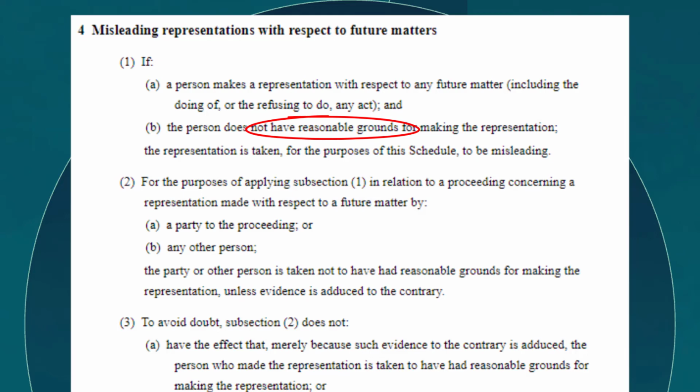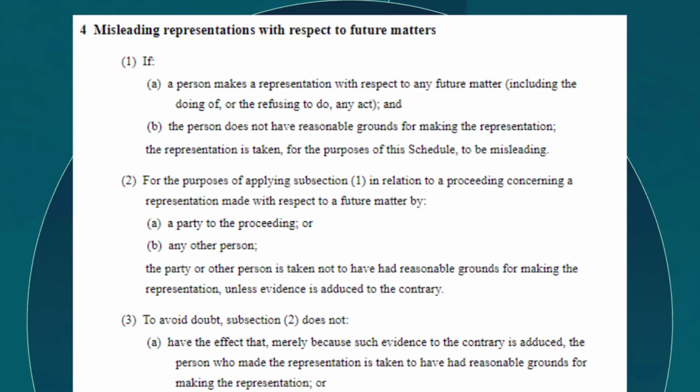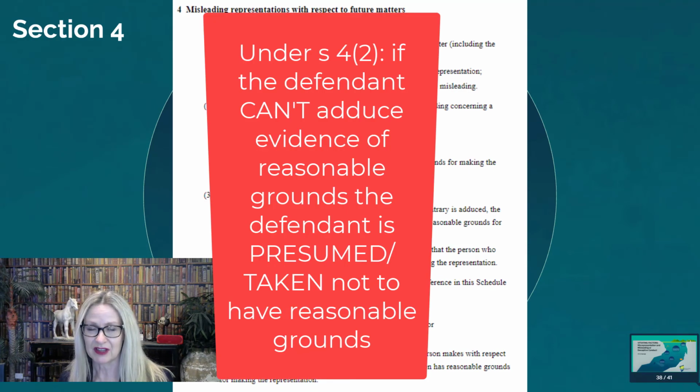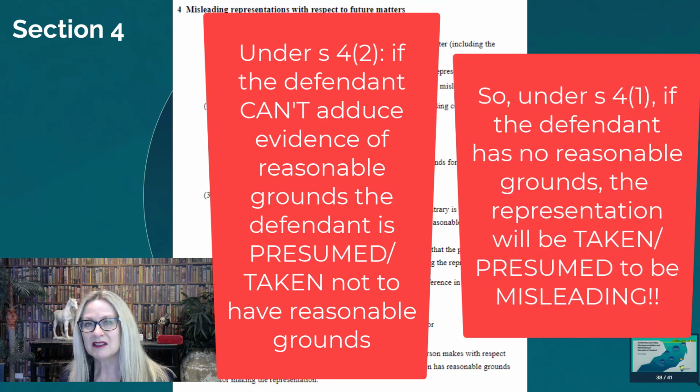Now look at this further, sub 2. For the purposes of sub 1, regarding a proceeding concerning a representation made on a future matter by a party or any other person, that person is taken not to have had reasonable grounds for making the representation unless evidence is adduced to the contrary. Wow, what a leg up, what an advantage this provision is for a plaintiff. What it means is if the defendant can't adduce evidence for the court of this basis of reasonable grounds for making that representation about the future matter, then their conduct will immediately contravene Section 18, okay? If they have no evidence for making that statement, their statement will contravene Section 18.